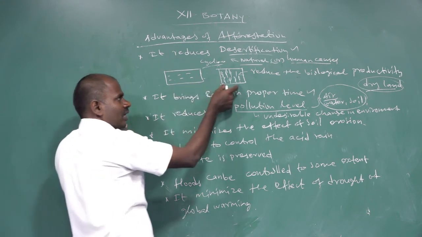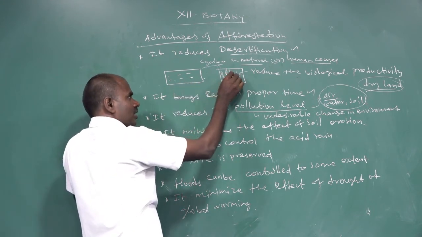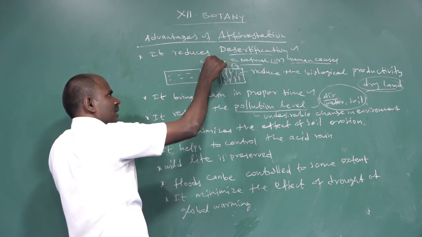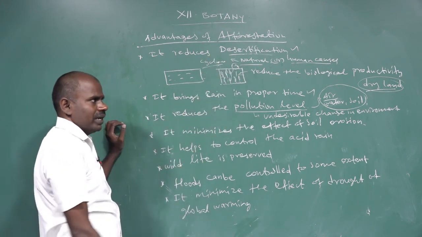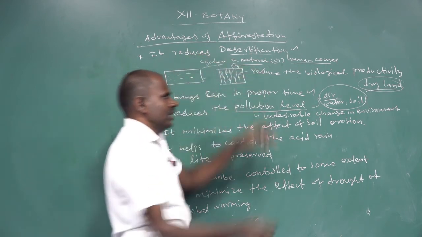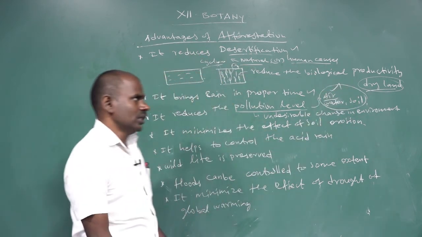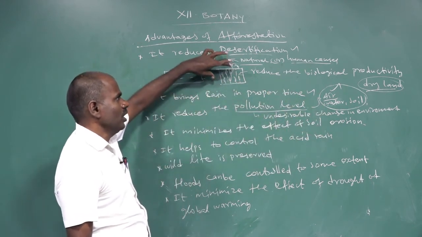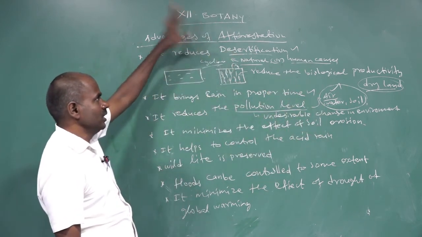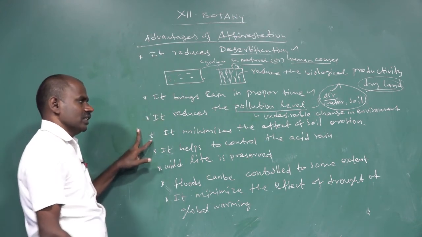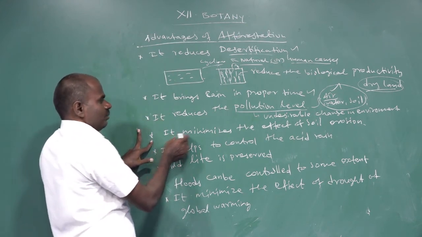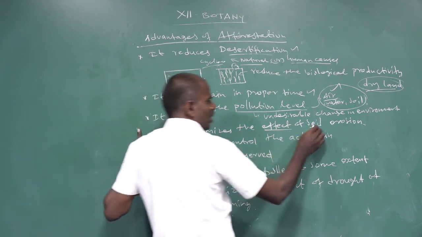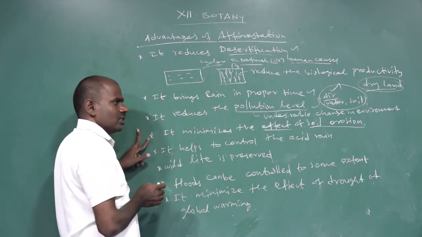When more trees are cultivated, more oxygen is released into the atmosphere and the atmospheric air is purified. So air pollution, water pollution, and soil pollution may be controlled by cultivating more trees. This is an advantage of afforestation. The third one is that it minimizes the effect of soil erosion.